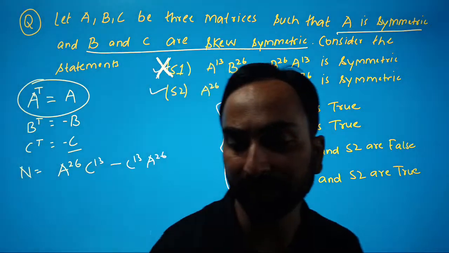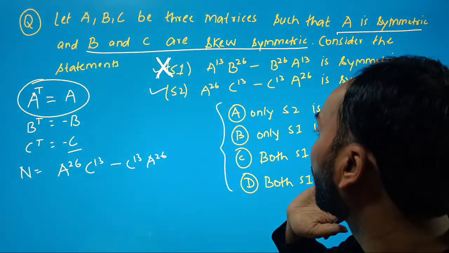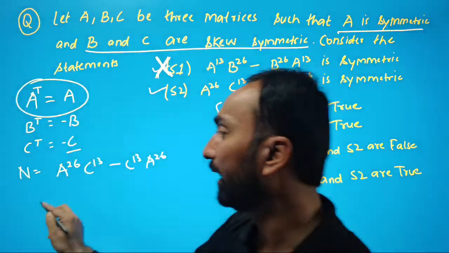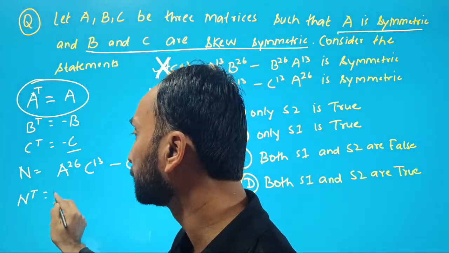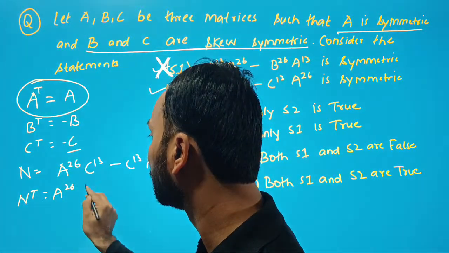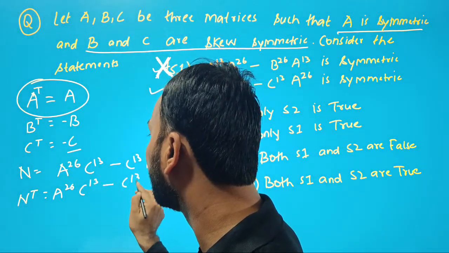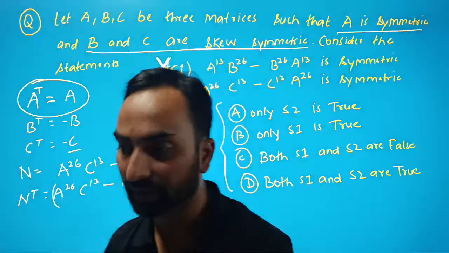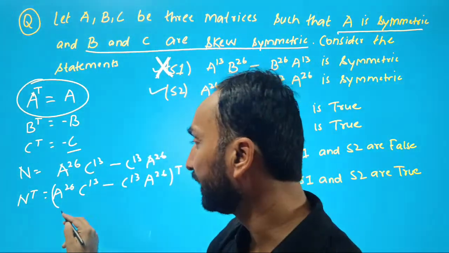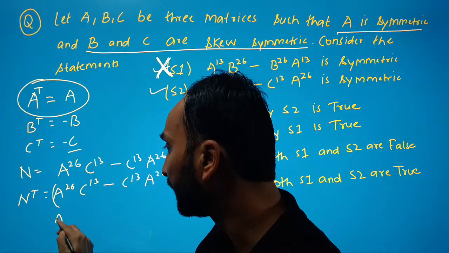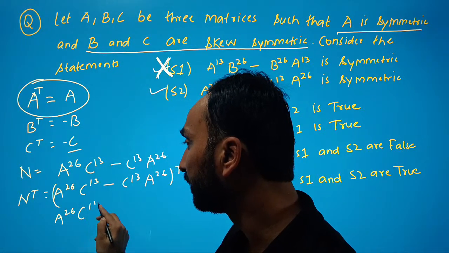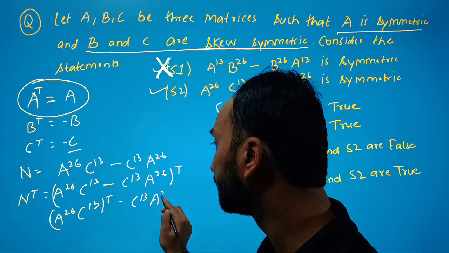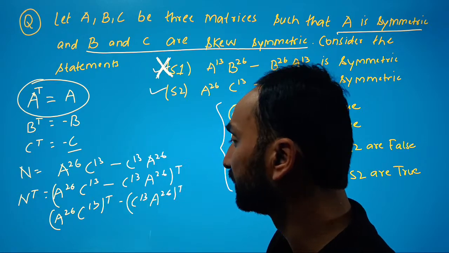The procedure we will be following is the same as how we checked the first statement. Now I can write N transpose. N transpose is nothing but the transpose of this whole, C13 minus C13 and A26 transpose, right? So this is the transpose of this. Now I can bifurcate it as A26 and C13 transpose minus C13 and A26 transpose, right?